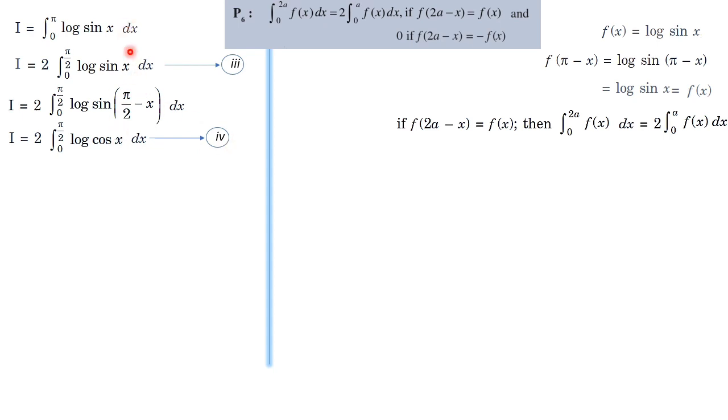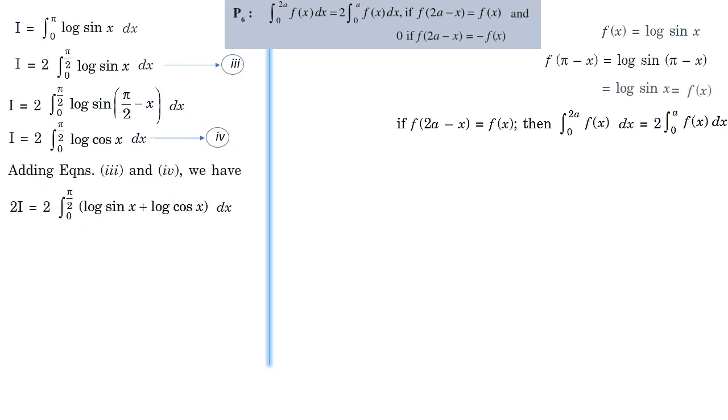Actually this part we are doing like a single question. Previously we used to mark this one as equation number 1 and equation number 2, then we add 1 and 2. The same procedure we will be following. So here equation number 3 and 4, what we do is add equation number 3 and 4. So I plus I, that is 2I, is equal to, here 2 is common, just keep it outside, 0 to pi by 2 log sin x plus 0 to pi by 2 log cos x. This is in the form log a plus log b, and log a plus log b is log a into b, that is 0 to pi by 2 log (sin x into cos x) dx.